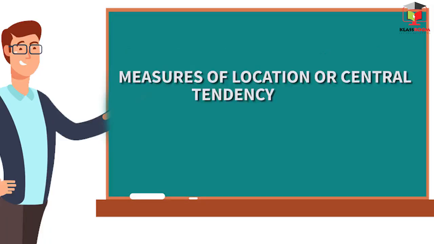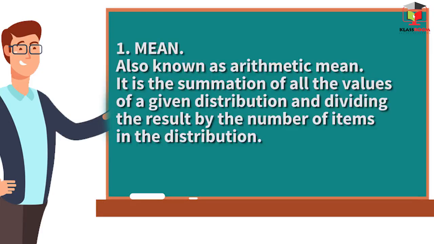Measures of location or central tendency. 1. Mean, also known as the arithmetic mean. It is a summation of all the values of a given distribution and dividing the result by the number of items in the distribution.